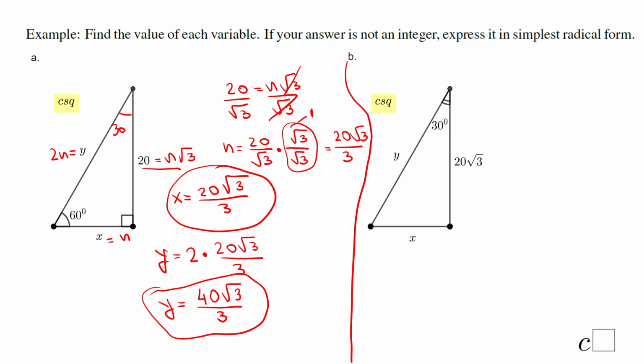Let's take a look at the second problem. Again, this is 60 degrees, so now we know it's a special right triangle, 30, 60, 90, and we know this is n square root of 3, and this should be 2n. So again, here we notice this is the equation we need to solve.